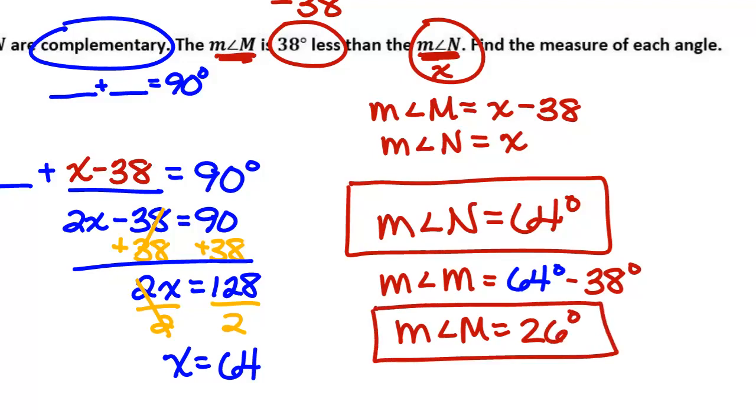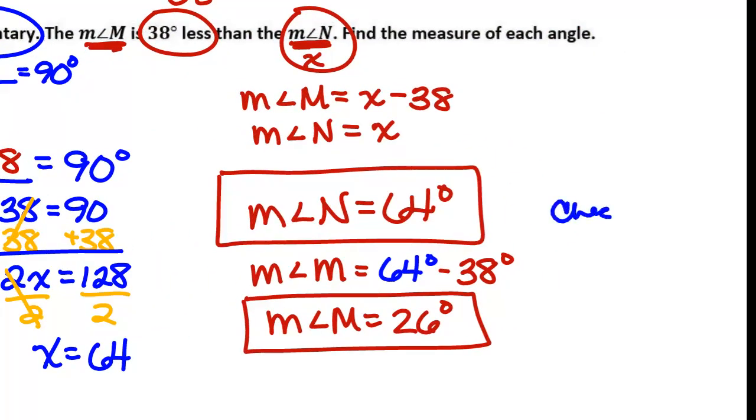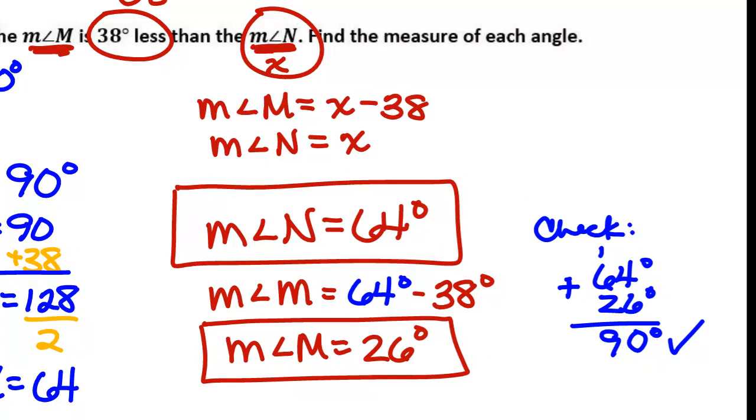What did it say at the beginning about these 2 angles? They're complementary, so how can I check this now? Add them. 64 and 26. If they equal 90, then we did it right. 6 plus 4 gives me 10. So carry the 1, bring down the 0. 6, 7, 8, 9. 90 degrees. We are good.